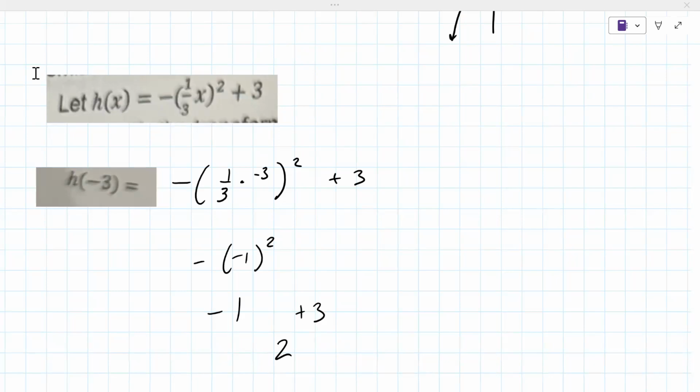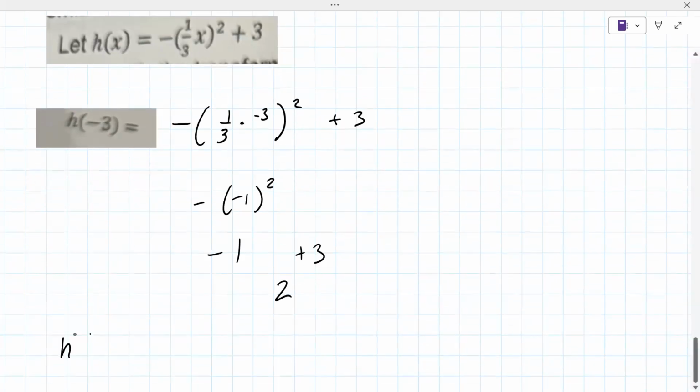And now for 0 right there. Why don't you do h of 0 for us? Okay, the 0 right there. What you do is you just, okay. The 0 right there. A 3. It is 3.